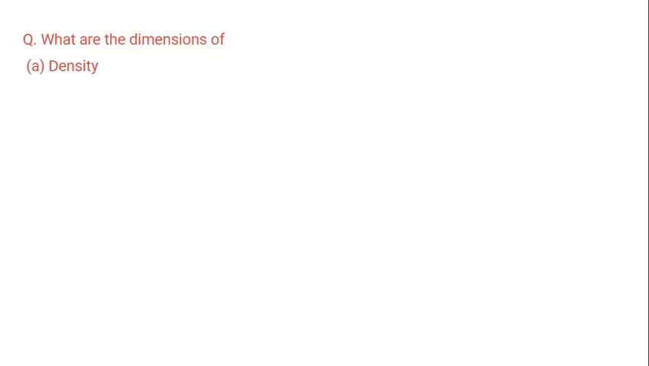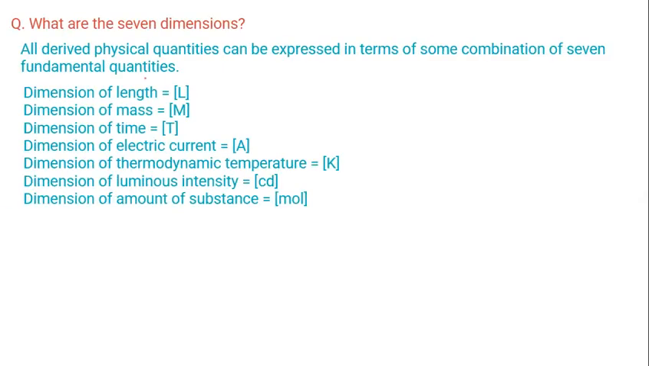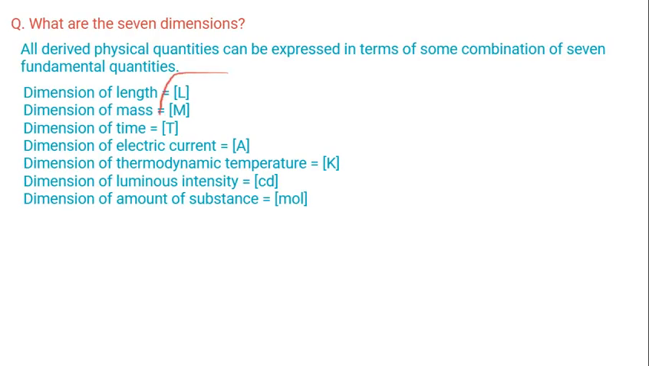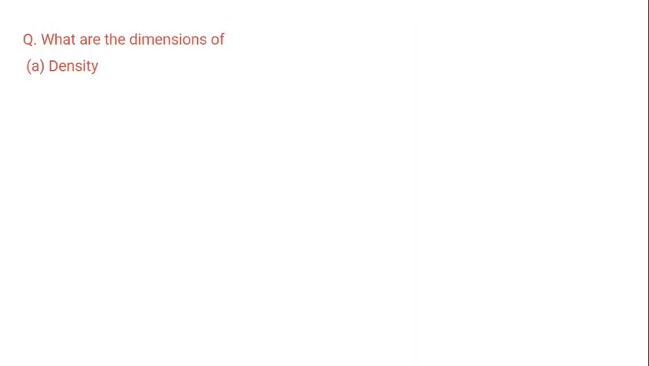So if I have to write the dimension of density, this density is a derived physical quantity. Why? Because it depends on the 7 fundamental physical quantities. Fine. So we have to express the dimension of this density in terms of the dimensions of the 7 fundamental quantities: L, M, T, A, K, cd, and mol. Fine. So how to do this? Let's see.